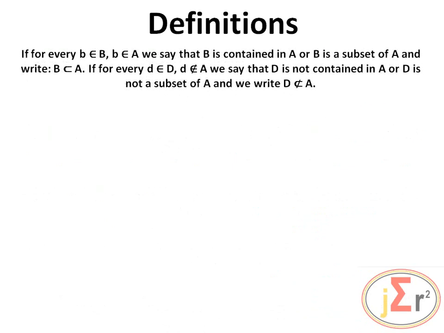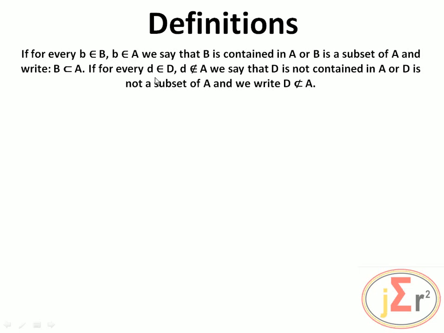If for every b an element of B, b is an element of A, we say that B is contained in A, or B is a subset of A. So let's do that again. If for every element of the set B, that element is also in A, then we say that B is contained in A, or B is a subset of A. And we will write it with these symbols, which mean a subset of A.